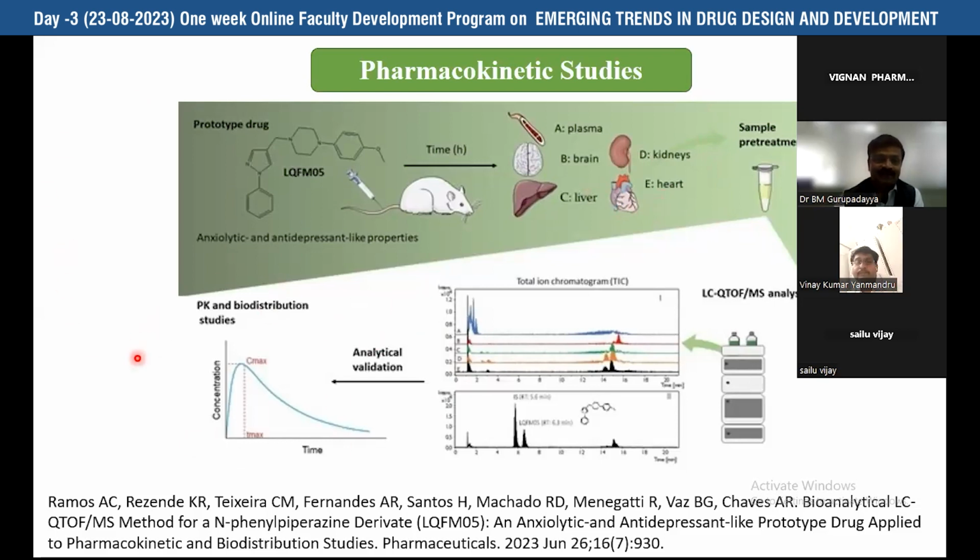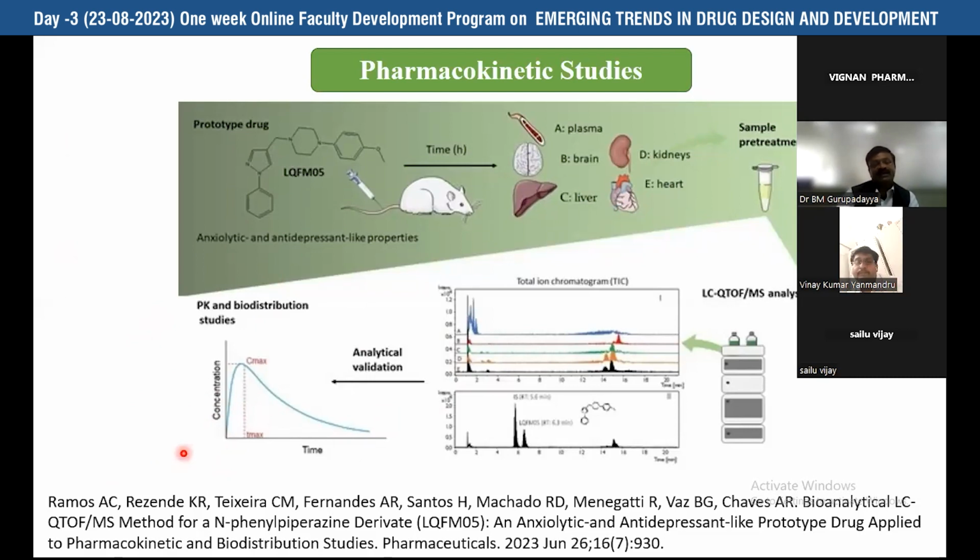This is the curve. This is called the time versus concentration curve, where we can identify that initially the drug concentration will be low, because as soon as the drug is administered, it will be very low in the body. And when you collect the blood at the beginning time interval, the concentration will be low only.